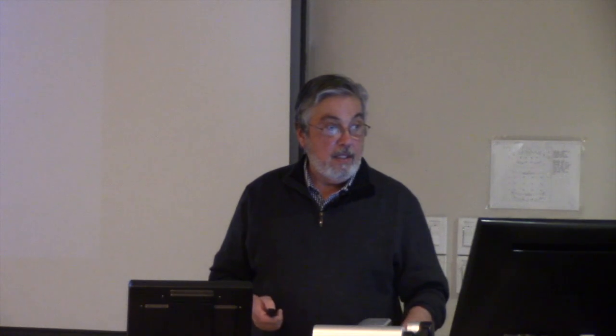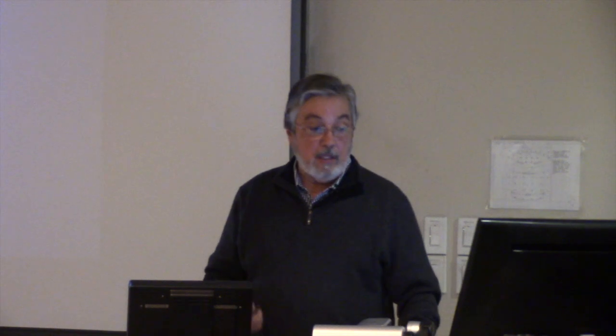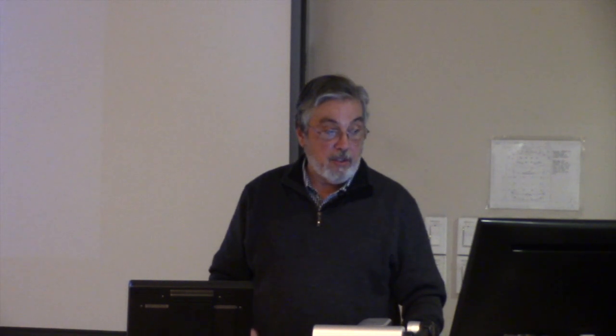You can look at anomaly maps. This was April 1st, 2017. So this is an anomaly map for that particular springtime, showing this kind of bullseye over the Ohio Valley and in the southeastern U.S., where spring was occurring much, much earlier than it normally does.